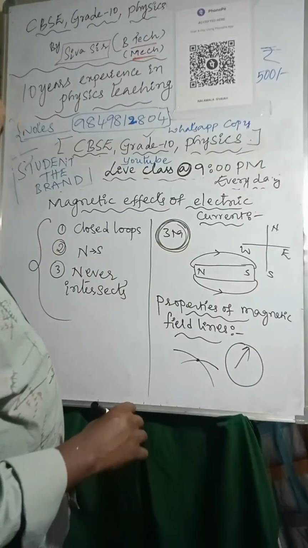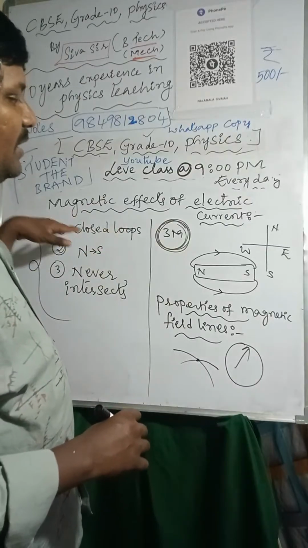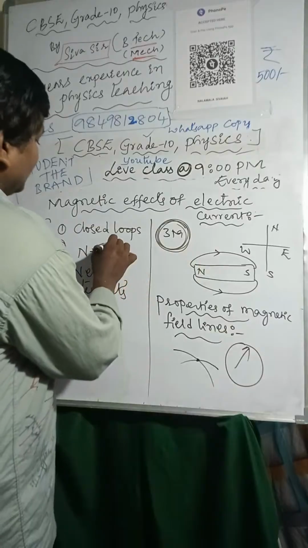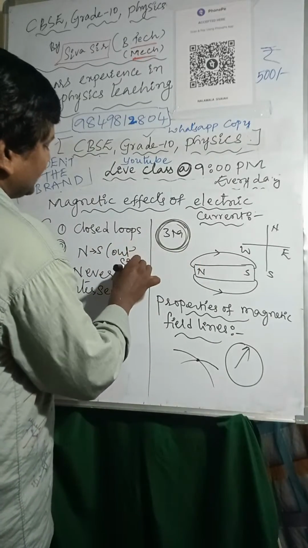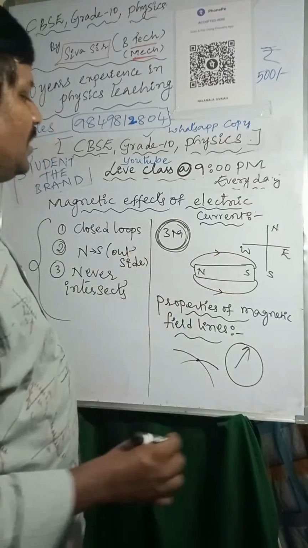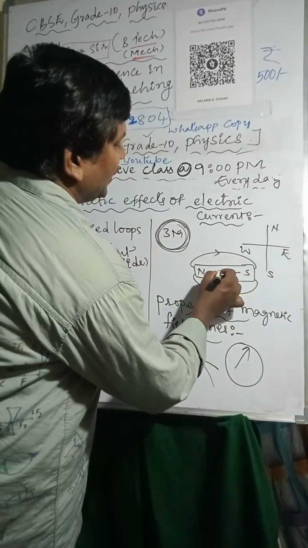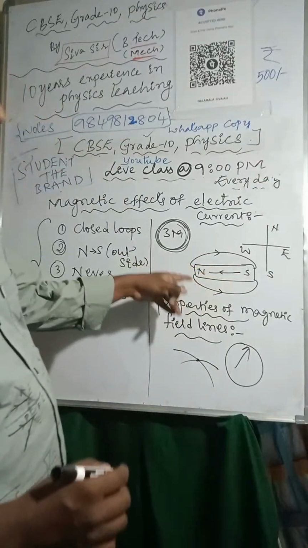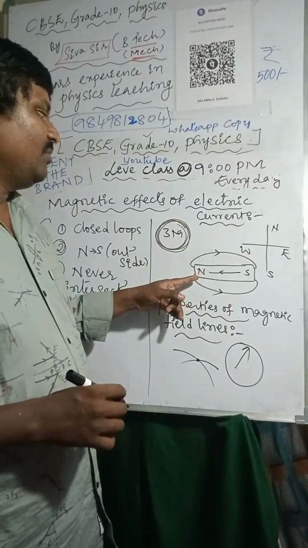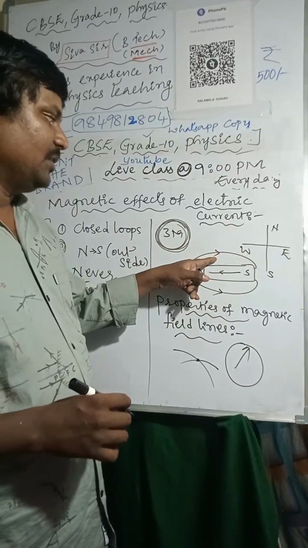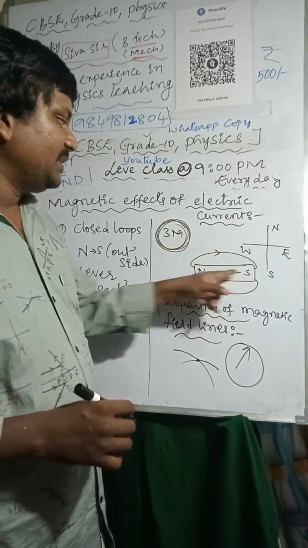These are the 3 points, very very important. Closed loops; they go from north to south outside the bar magnet. Inside the bar magnet, the direction of the magnetic field is south to north. There will be a question on this point. The magnetic field outside the bar magnet is north to south, and inside the bar magnet it is south to north.